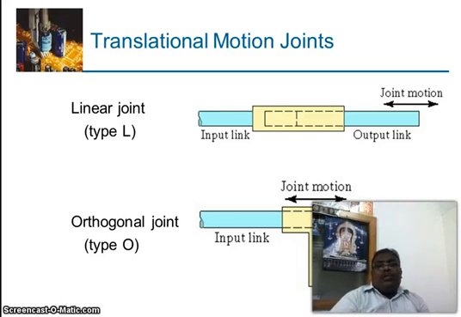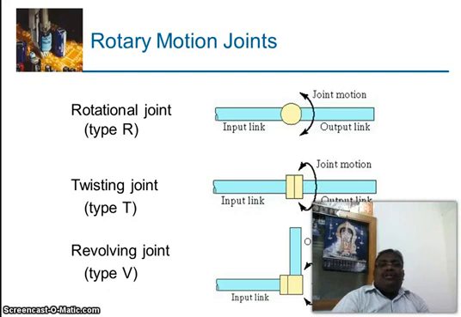The other one is the orthogonal joint. This is like a roller portion, so the joint travels from one end to the other end. This type of joint is called an orthogonal joint. The rotary motions are categorized into three different types: rotational joint, twisting joint, and revolving joint. So these are the joints available in robot anatomy.